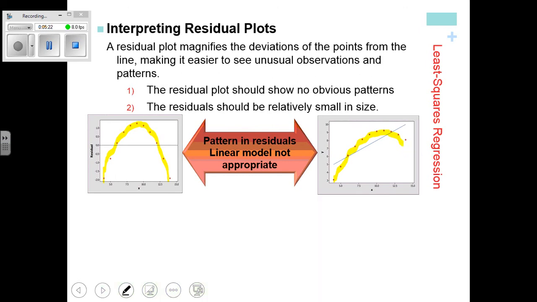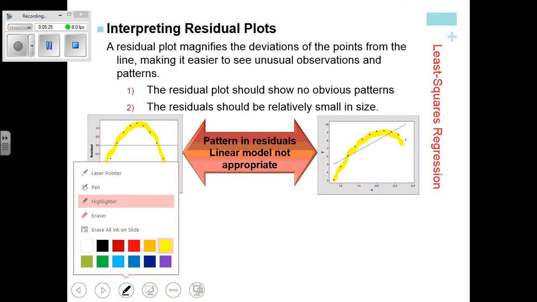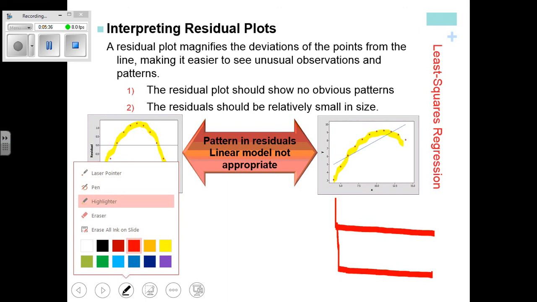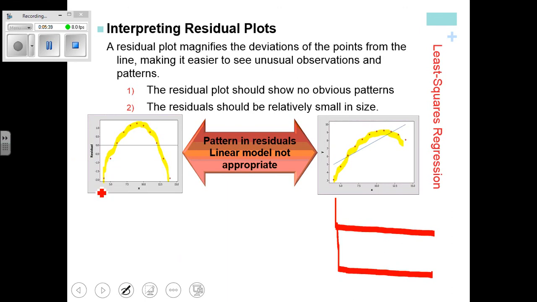Also, the other thing is your residuals should be relatively small in size. Now, this is often a judgment call as to what is small in size, but what's meant by this is, if you have a residual plot and you have points that start out pretty close to your residual line there, and maybe fan out as you go, kind of like this, you'd want to talk about what that means with respect to the data.